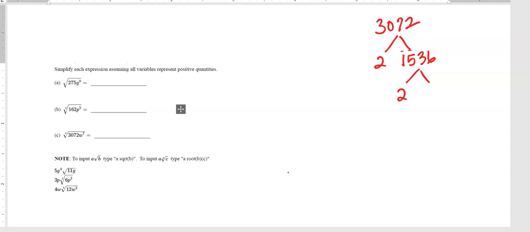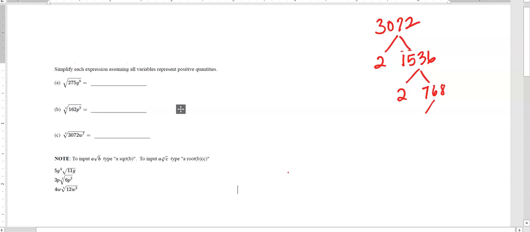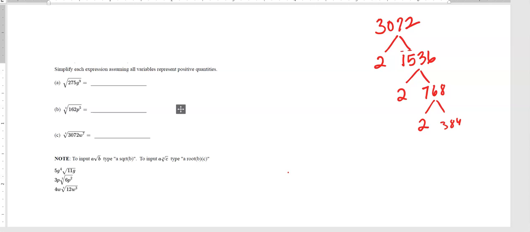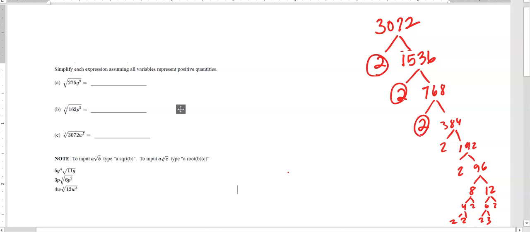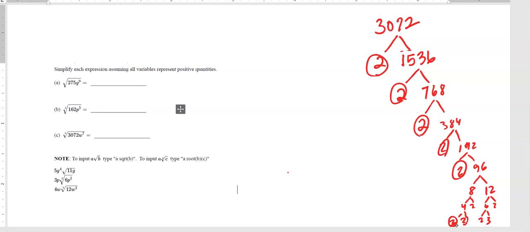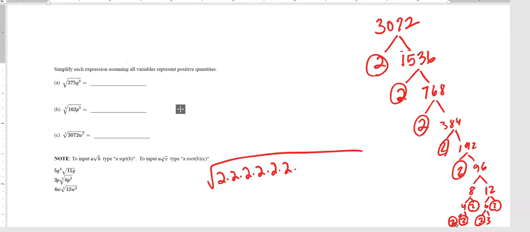I keep going, divided by 2. And this is going to be 768. And then I'm going to divide this by 2. I'll keep going until I finish my tree. You can see that I have 1, 2, 3, 4, 5, 6, 7, 8, 9, 10 2s. All right, and then I have a 3. And I myself would check this on my calculator. I would write 2 to the 10th power times 3 and make sure that I get the original number, just to make sure I didn't miscount or something.